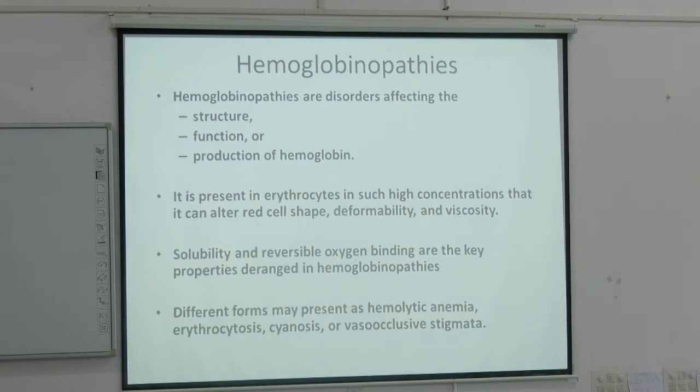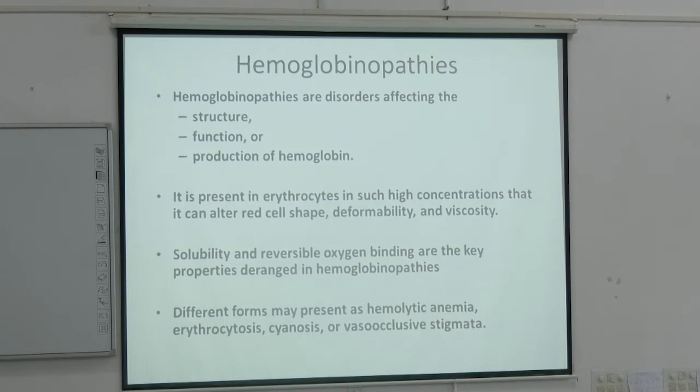Now we come to the next topic, hemoglobinopathies. In general, we come to different types of hemoglobinopathies. One of the hemoglobinopathies you know already, called sickle cell anemia, isn't it? So we can classify the disorders on this basis: structural, functional, and production of hemoglobin.